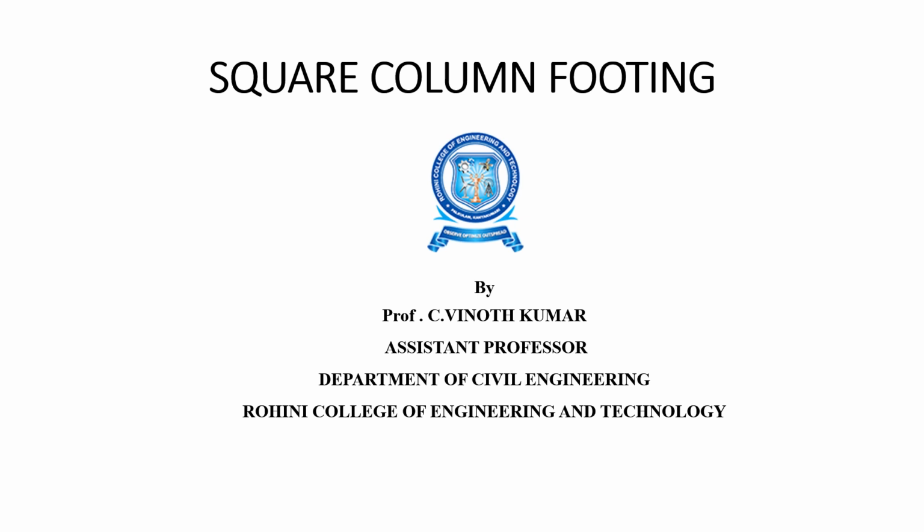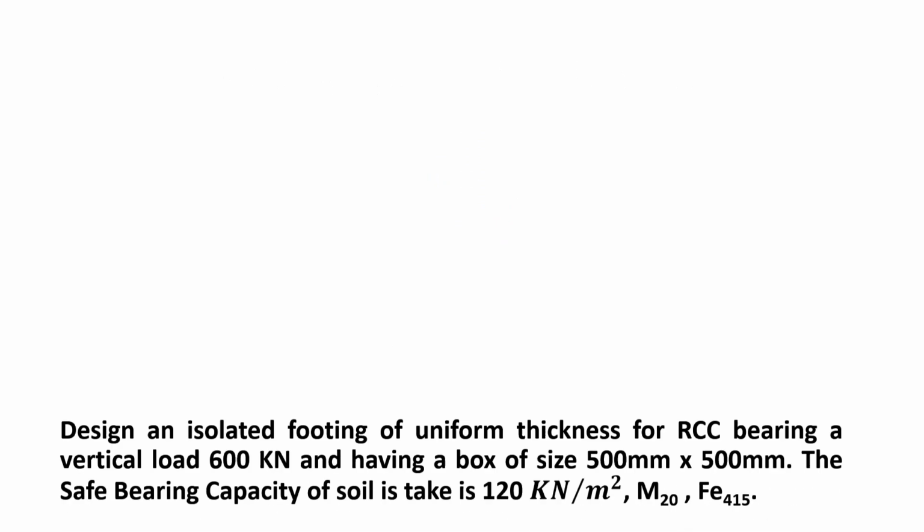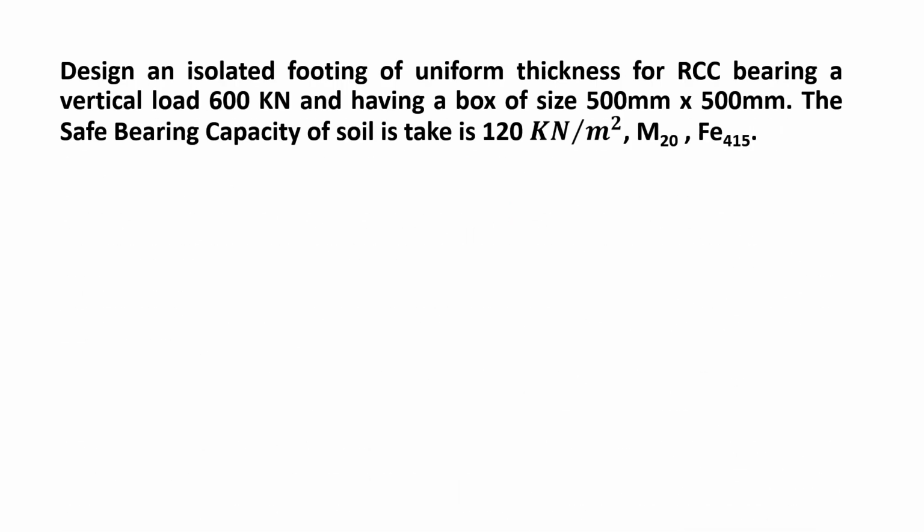Today we are going to learn a topic about square column footing. Let's see a problem. Design an isolated footing of uniform thickness for an RCC column bearing a vertical load of 600 kN and having a column size of 500 mm into 500 mm. The safe bearing capacity of soil is taken as 120 kN per meter square. Use M20 and Fe 415.